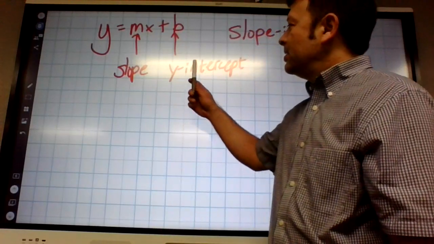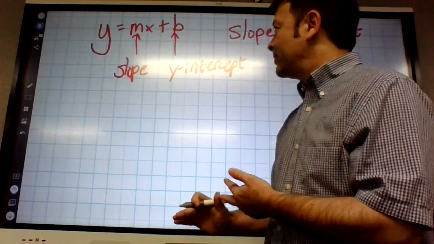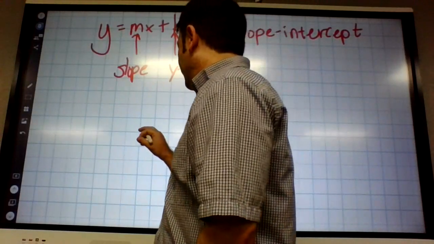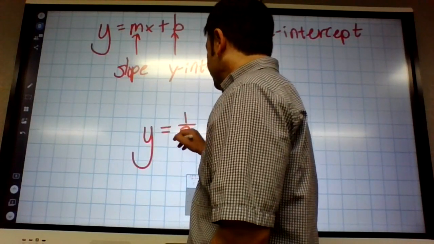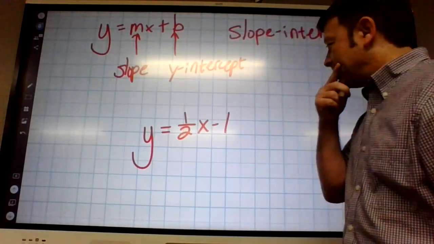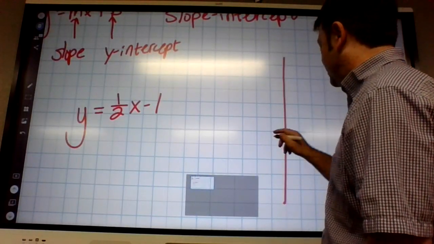Alright. So remember, slope tells you the rise and the run. That's what we did on Friday. Now we're going to put it to use. So if I had an equation like this, I could graph it. Do you guys remember what we start with when we're graphing these?